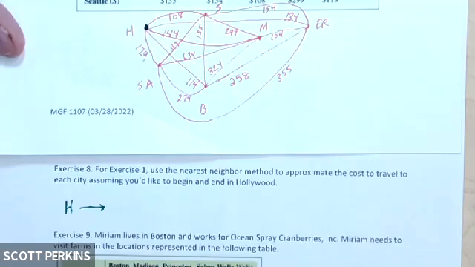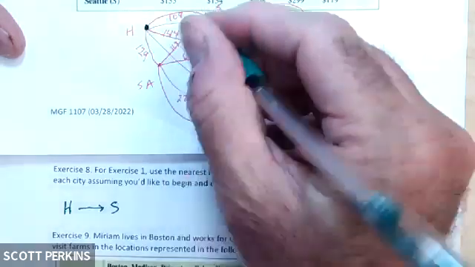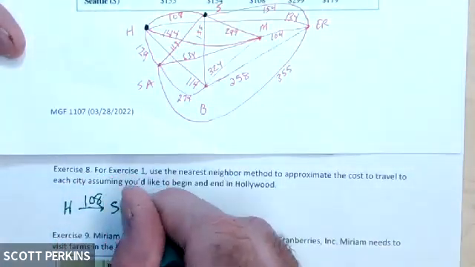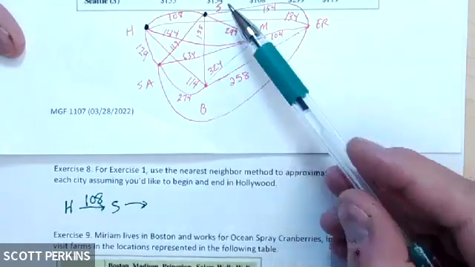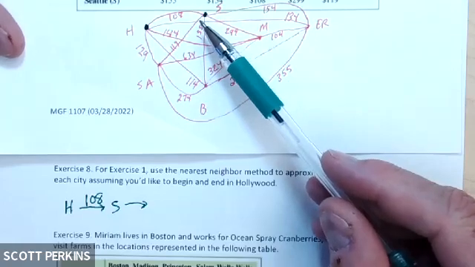Yes, to Seattle. Perfect. And the Hollywood to Seattle costs 108. Now I'm in Seattle. Now remember, I don't want to go back to Hollywood. I've got to do a Hamilton circuit. I've got to go to every vertex.